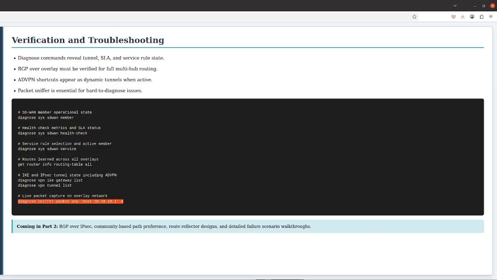This is invaluable for debugging asymmetric routing, MTU problems, or policy mismatches that only show up when you can see the actual packets. In the next part of this series we will dig deeper into BGP over IPsec configuration, BGP community tagging for path preference, route reflector designs for large-scale deployments, and how to integrate multi-hub SD-WAN with existing enterprise routing. We will also walk through failure scenarios and show exactly how traffic moves when a hub or a transport fails.